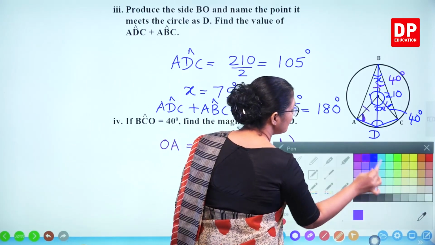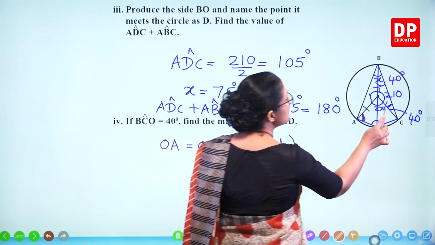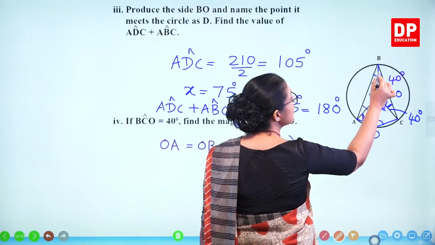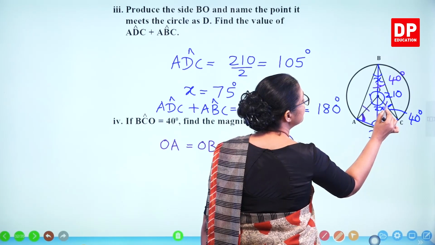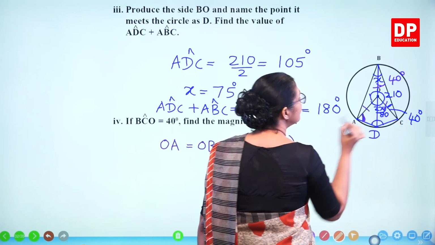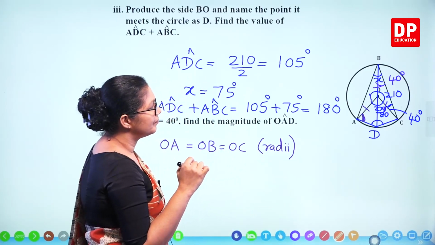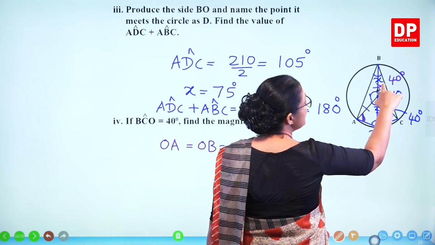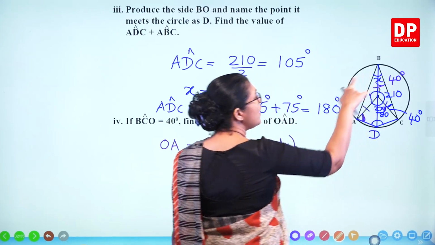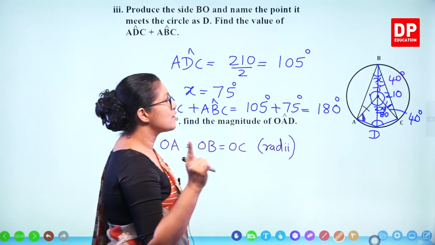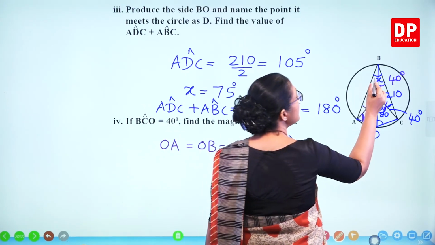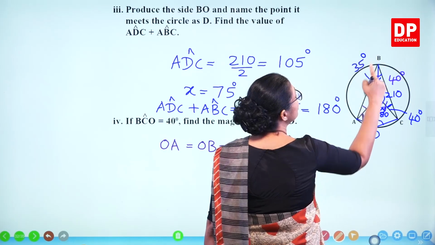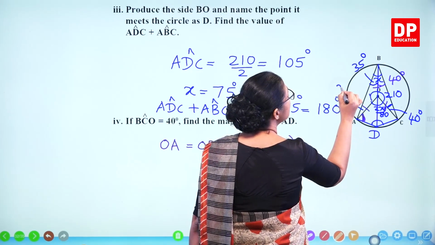And then this is 40, this is 40. So what is this angle? 40 plus 40, this is 80. Then this is 40, which means the whole X angle is 75. So 75 minus 40, this part is 35. This angle and this angle are 35.